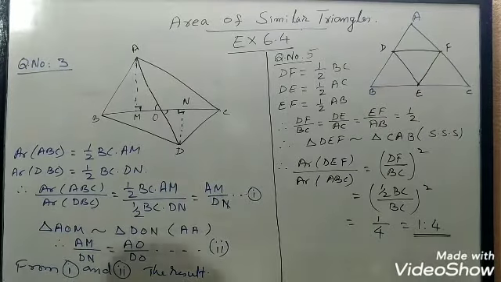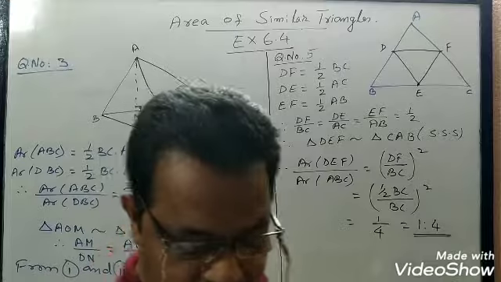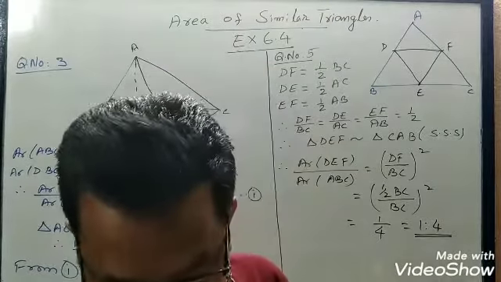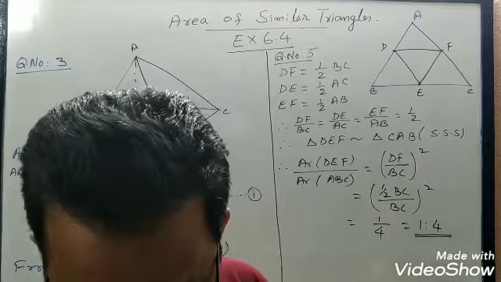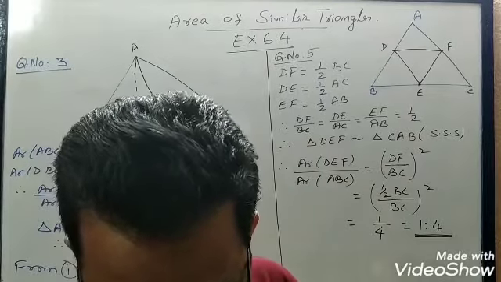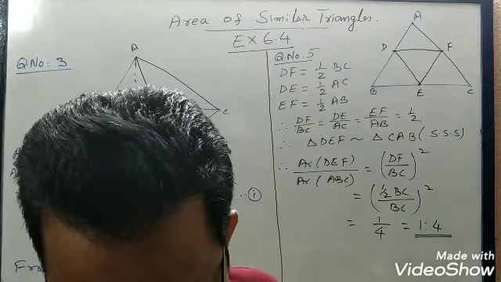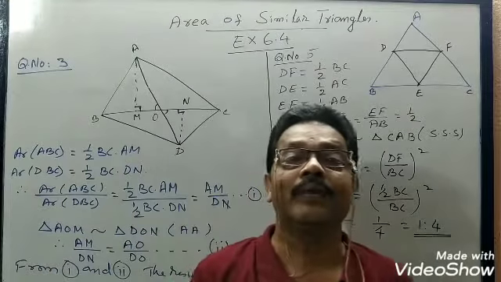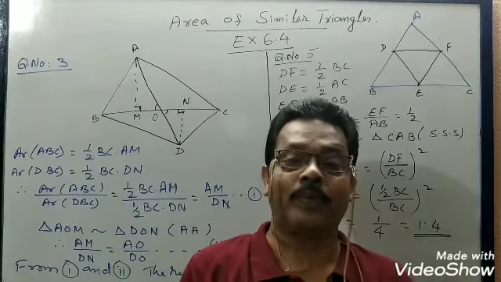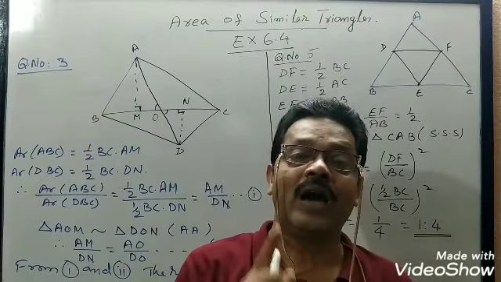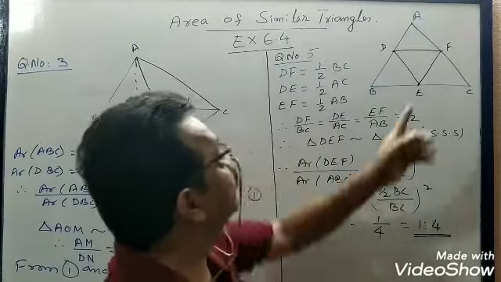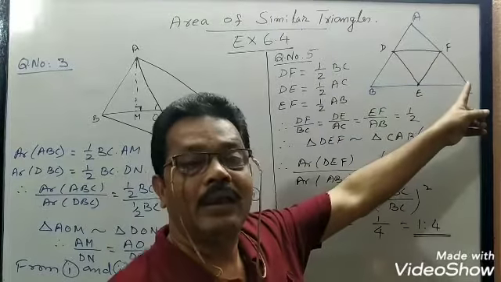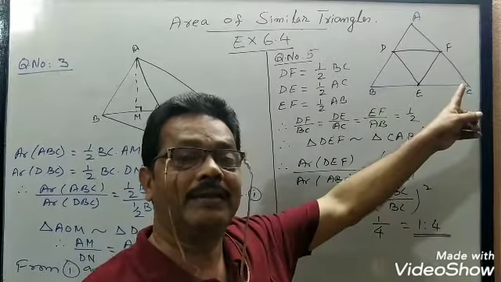Now let us solve question number 5. What is question number 5? D, E and F are respectively the midpoints of the sides AB, BC, CA of triangle ABC. Find the ratio of the areas of triangle DEF and triangle ABC. This question we have solved in class 9 using the property of parallelogram, the midpoint theorem, whatever it is. We can show that area of triangle DEF is 1/4 the area of triangle ABC.